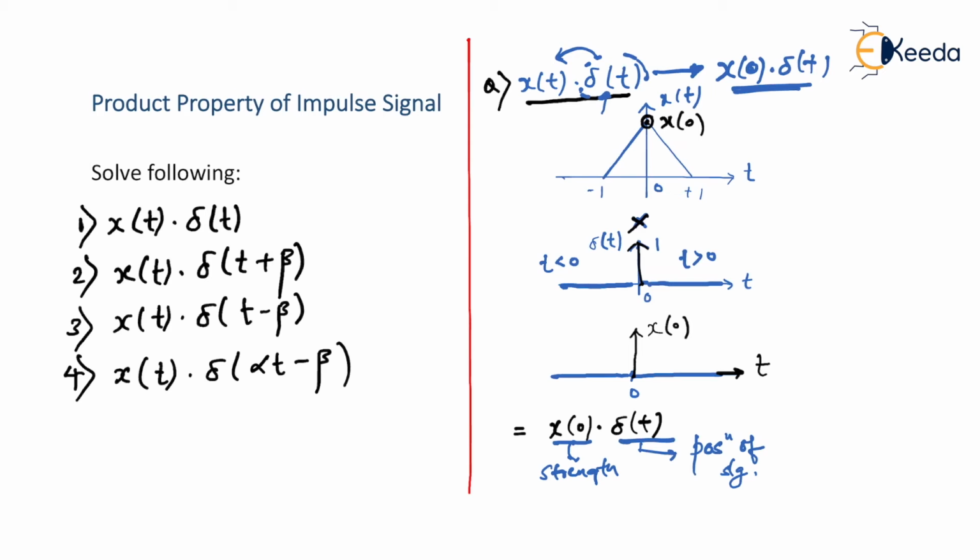You have to do it in a similar way for the rest of the questions also. So let us go to the next question, which says x of t dot del of t plus beta.